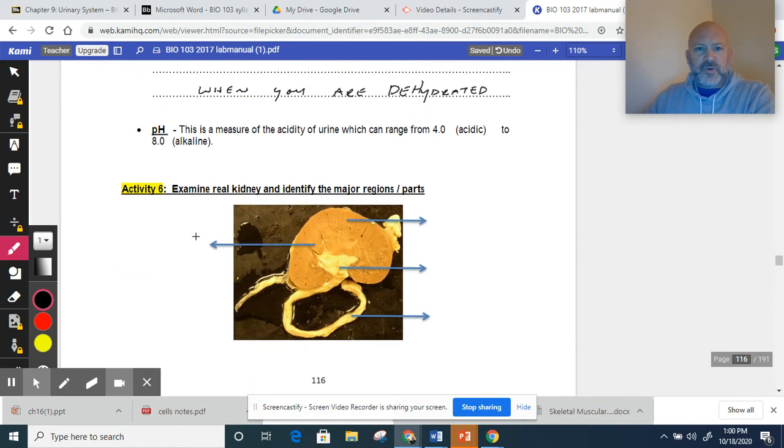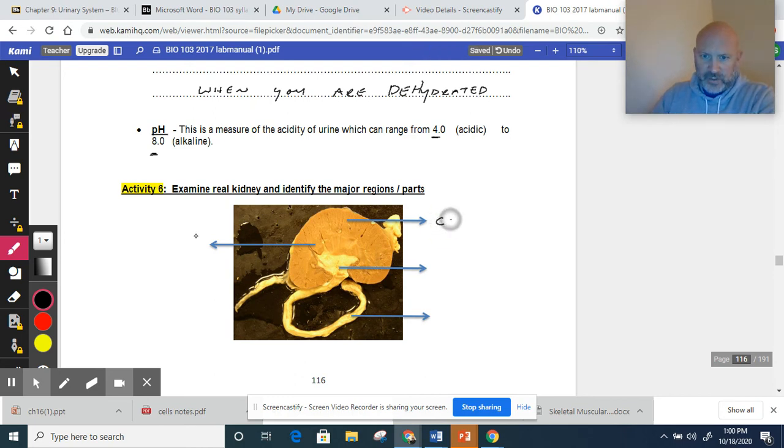All right, and of course, pH is a measure of how acidic things are. And the normal range for urine, the pH would be somewhere between 4, which is acidic, to 8, which is alkaline. All right, so that's the normal pH range.